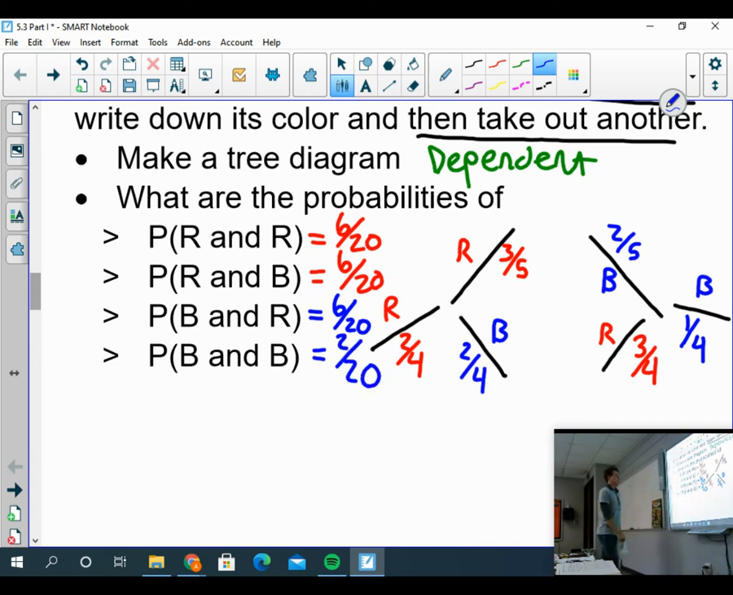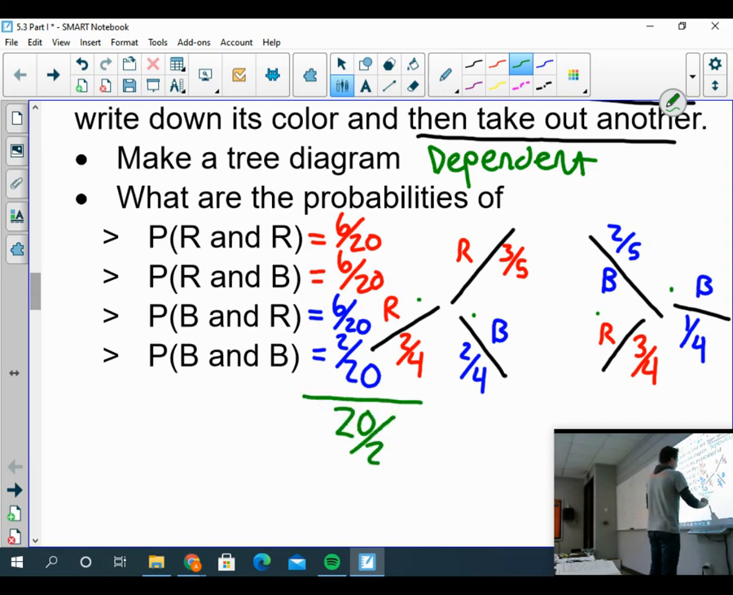Why should this answer make sense? Well, there are 4 options that make up my sample space: red-red, red-blue, blue-red, blue-blue. When we talked about this in 5.1, if you add the probabilities of everything in your sample space, it should add up to 1. Do my probabilities sum to be 1? Yes, they do.